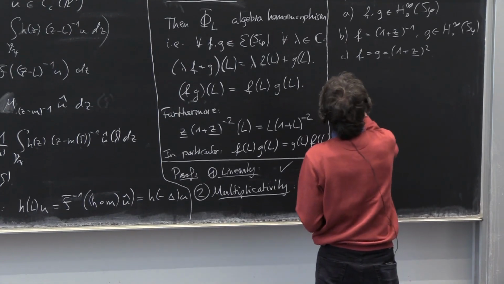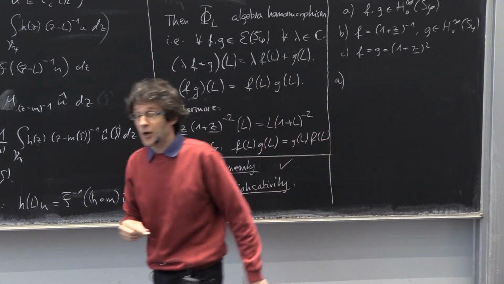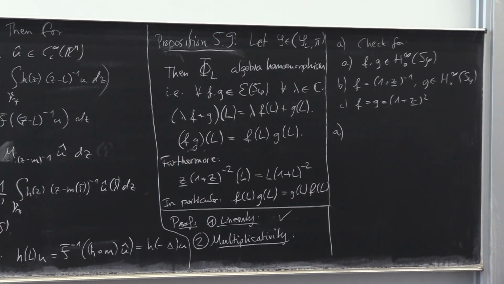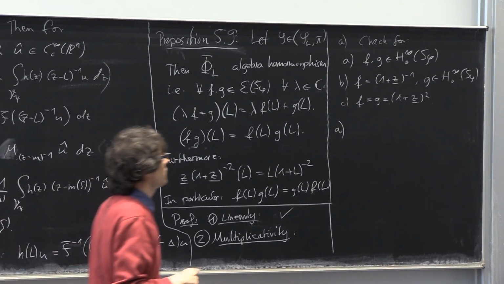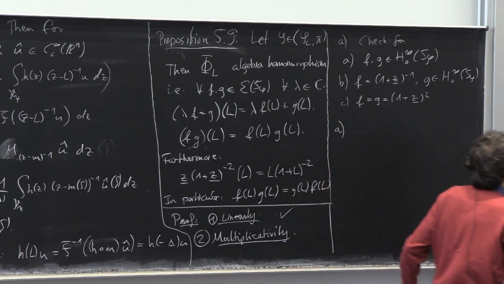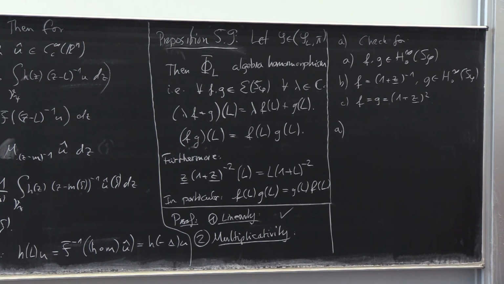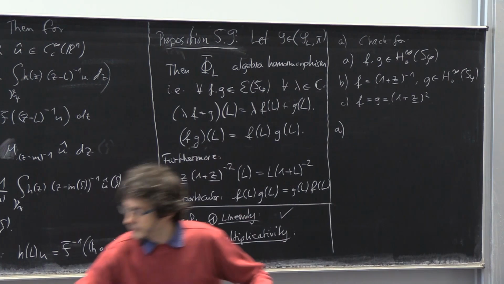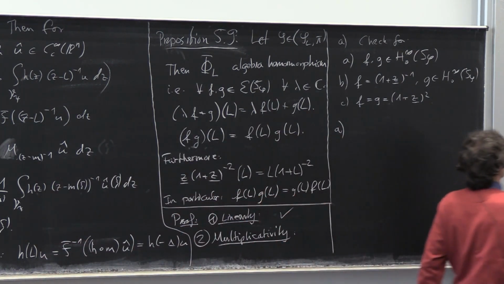Okay, and I will start with A and then look how much time we have left and do B and C. So let's first do A. Both are in the H infinity 0 space. So now what is the picture? We have again our spectrum somewhere in the sector.